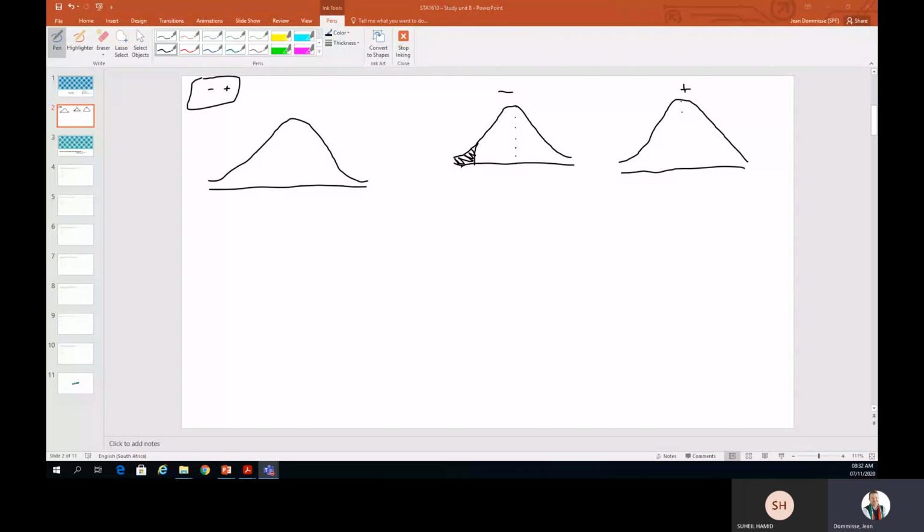Okay, sorry, let's get back to the screen sharing. Wonder why that didn't happen. Can you see the screen now?